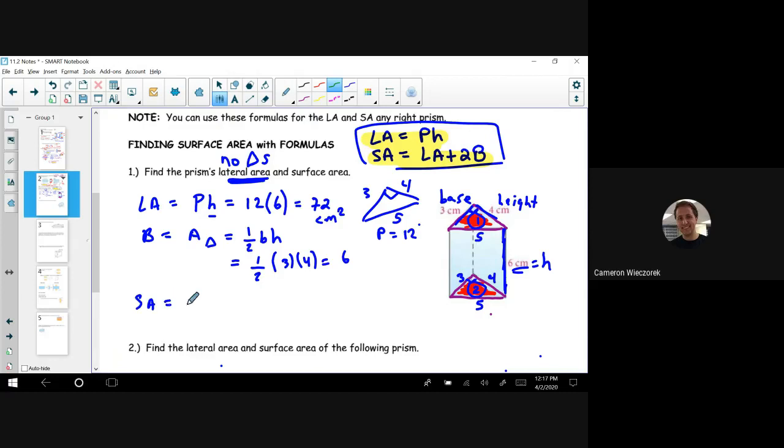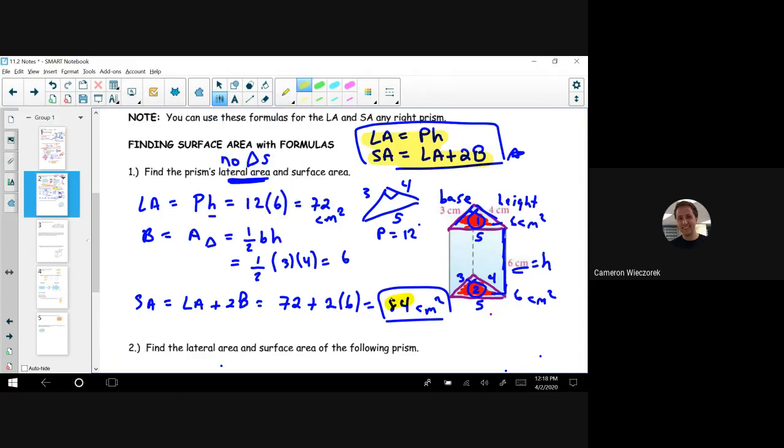So put it all together, the whole surface area, if I look right here, it's the lateral area plus 2 times the base area. Lateral area we found was 72, and we have 2 of those triangles. Each one had an area of 6 square centimeters. So I've got to add on 2 times 6. 72 plus 12 is 84. So that would be the total surface area, including the triangles.